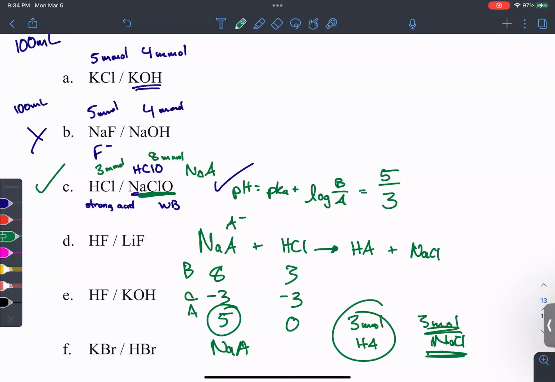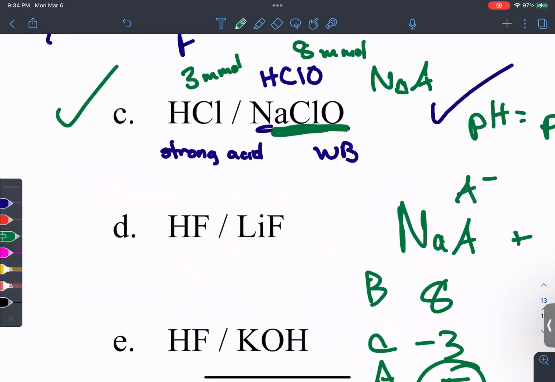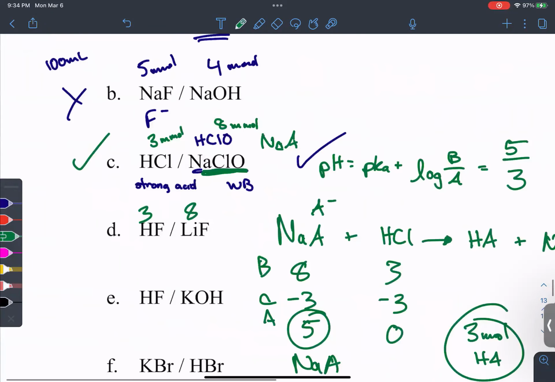D is also a buffer. Why is D a buffer? HF is an acid, F minus is its conjugate base. So if I have 3 millimoles of HF and 8 millimoles of lithium fluoride, and I plug stuff into the Henderson-Hasselbalch equation, what's my base to acid ratio for D? Now it is 8/3, because remember, it's not any base over any acid. It's the conjugate base over the conjugate acid. So it would be 8/3.